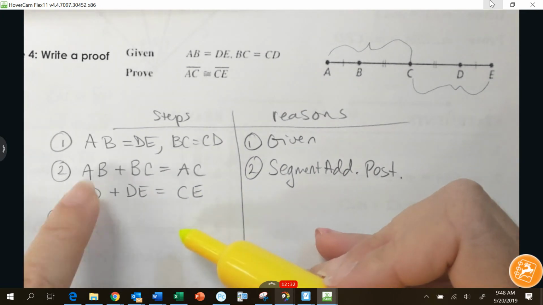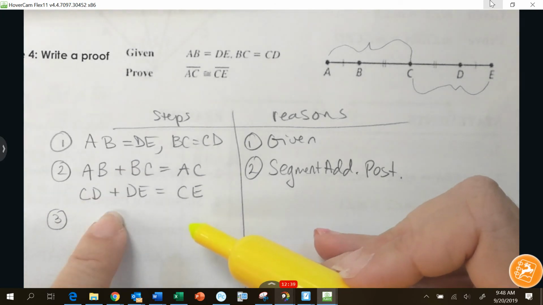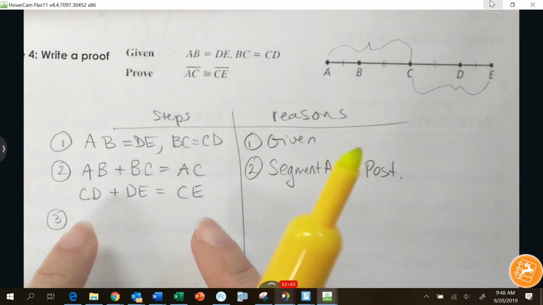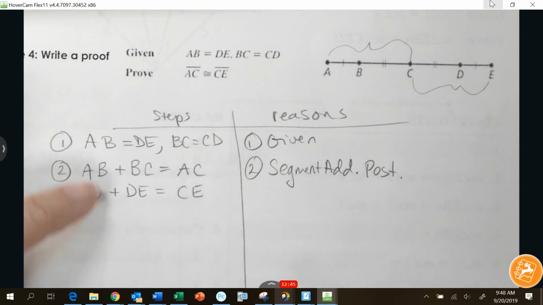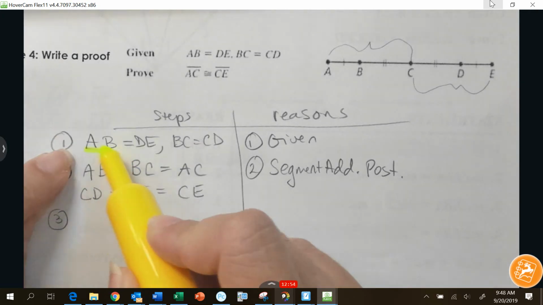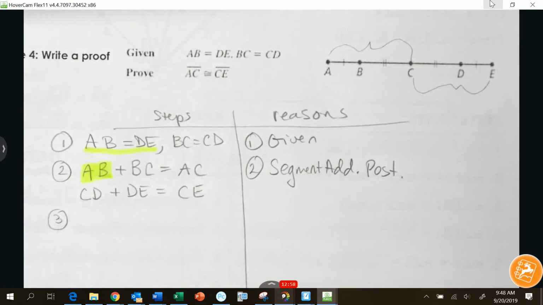But at this moment, AB and BC and CD and DE aren't the same, so I can't use the transitive property like we've been doing. But I am trying to get AC and CE equal to each other. So I'm going to get these two sides, AB and BC, CD and DE, to look exactly the same. I'm going to use that AB equals DE, and I'm going to remove AB from this equation.